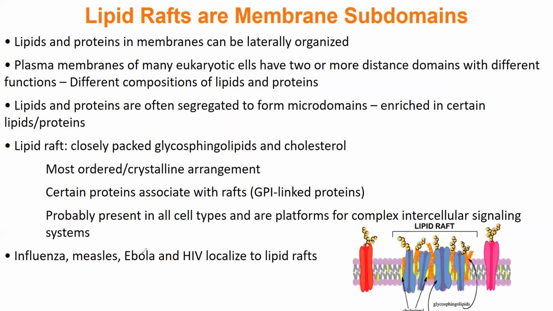Influenza, measles, Ebola, HIV, COVID-19, all localize to lipid rafts to get into your cells. So they all attach here, and then they use these little lipid rafts, and they spear your membrane with something like a needle and then inject their RNA inside the cell, and that's how they replicate.